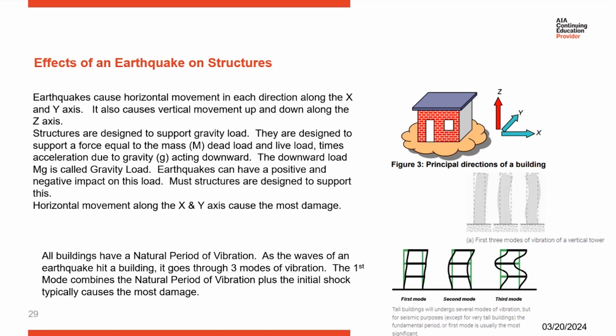So during an earthquake, it causes movement in all three axes, so your X, Y, and Z axis, but most of the damage is being done due to that horizontal movement along the X and Y axis. During an earthquake, buildings normally undergo 3 modes of vibration, with the first mode being the one that causes the most damage.